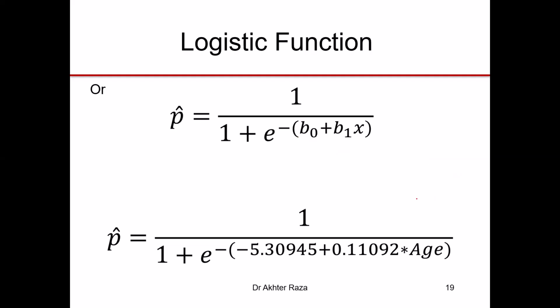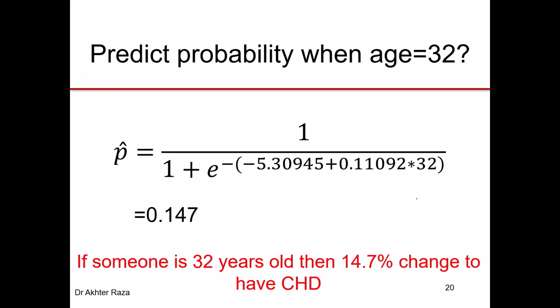Now we convert it into the odds. Before writing down the model in terms of odds, we have to predict the probability of having CHD when age is 32. So just put 32 here. Your predicted value of the probability will be 0.147, indicating that there is a 14.7% chance that a person has CHD when the age is 32.